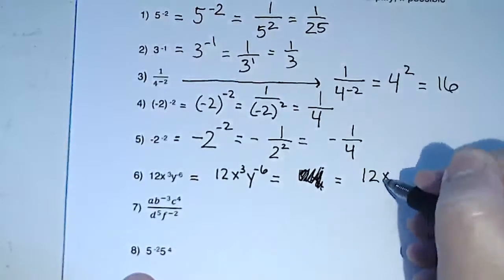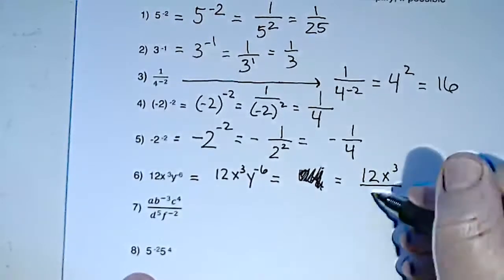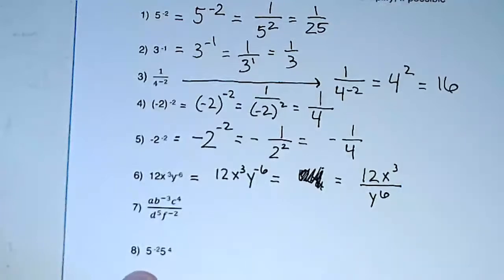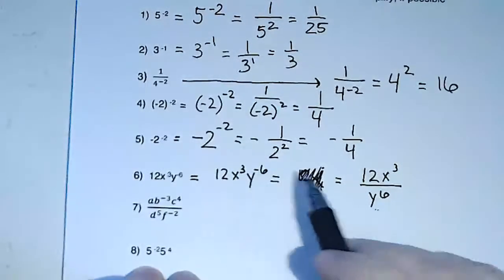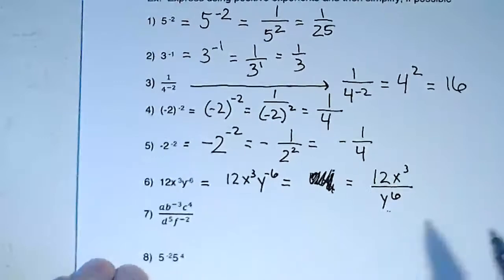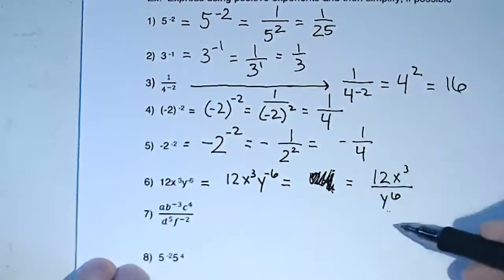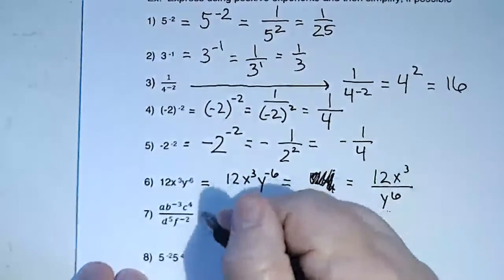Okay, I've got 12x cubed. Y is a vampire. Why? Because we love you. And you end up with y to the 6th in the denominator. See how happy it is? See how sad? Happy, sad, happy. Okay. Now, is there anything we can reduce? Nope. So let's move on.